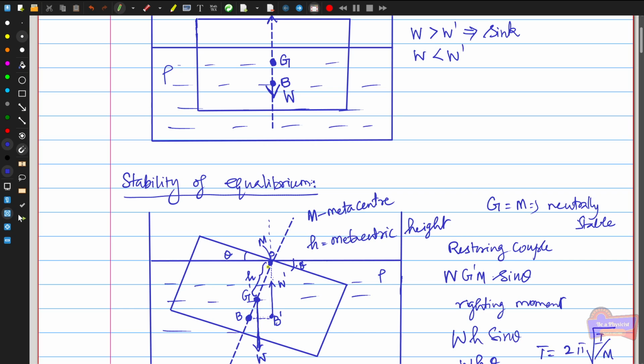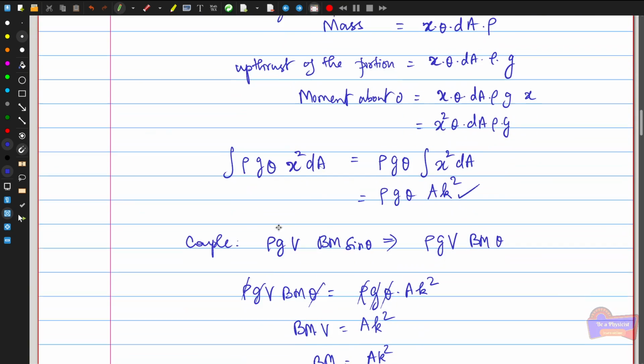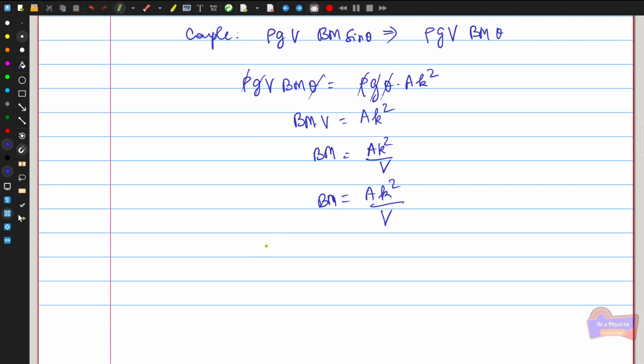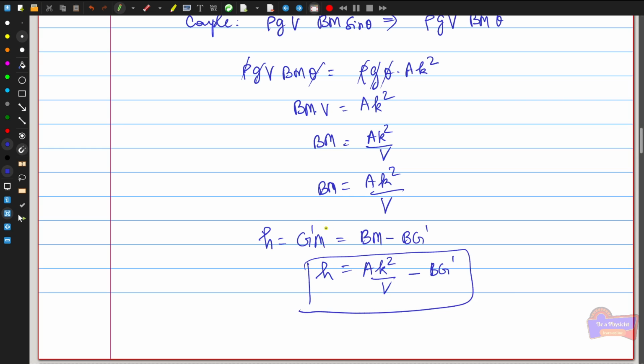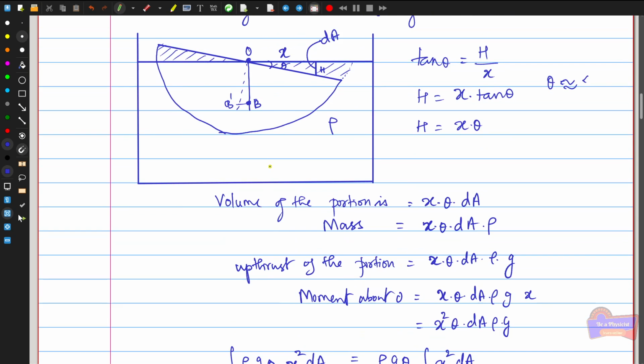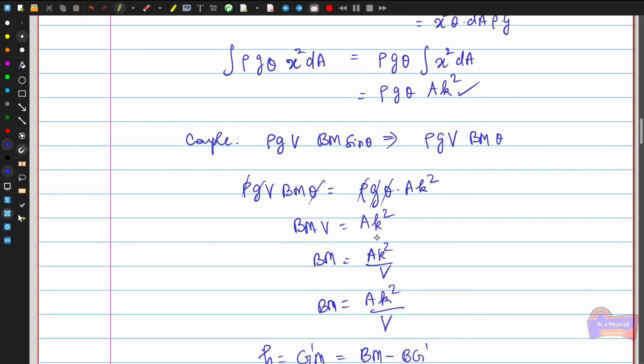So G prime M can be written as B prime M minus B prime G prime, so the metacentric height h is G prime M, which is equal to BM minus BG prime. That is, BM, which we already calculated as Ak squared divided by V, minus BG prime. Therefore, using this expression, we can determine the metacentric height using this formula.